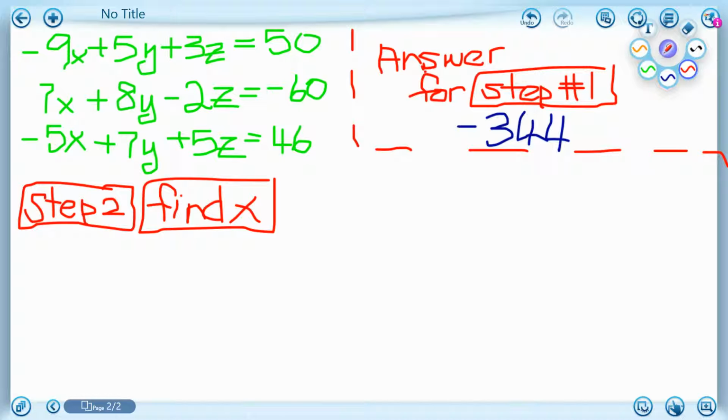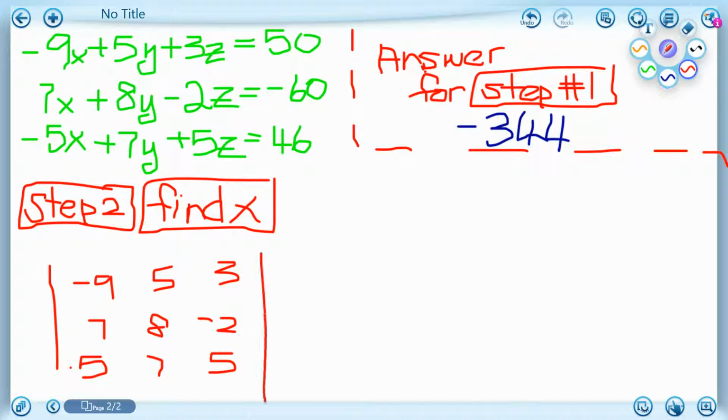Okay. Now, remember how I had to write down all of the numbers right here? Negative 9, 7, 5, negative 5, 5, 8, 7, 3, negative 2, 5. Alright, in this case, since I'm looking to find x, you see how that column right there is an x column? I'm going to take all of it out, and I'm going to replace it by the numbers that are right here. So I'm going to have 50 up here, negative 60, and 46.